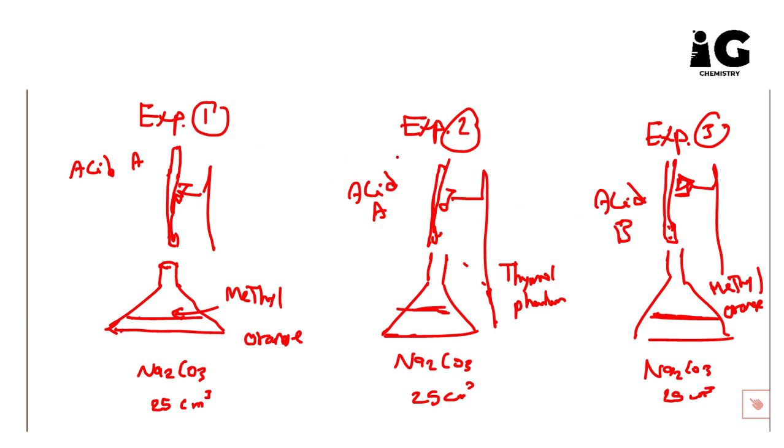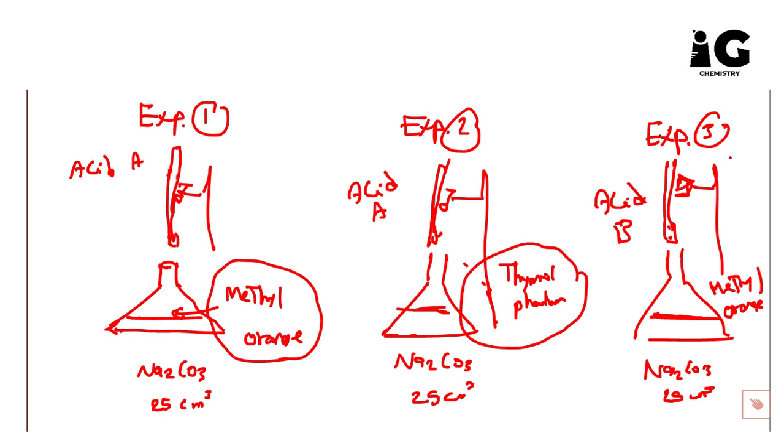So experiment one and two are common in acid A, but they are different. They are common in everything here also, that Na2CO3, and everything is the same, but they are different in the indicators. Here methyl orange, here thymolphthalein. And experiment three and experiment one are common in methyl orange, the indicator. Okay, so let's check what's gonna be here.